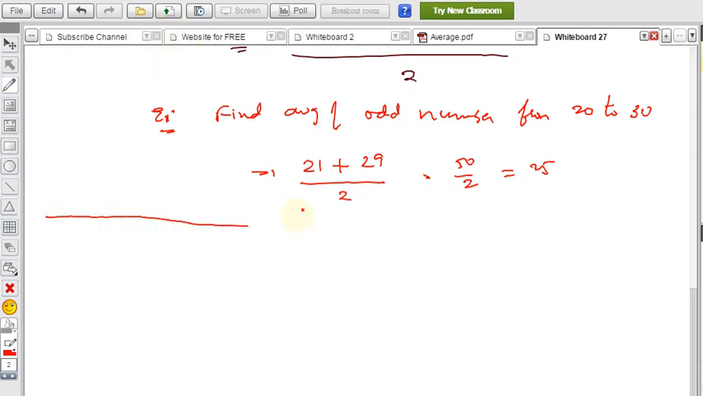So up to here are the important points from average. Now I'll give you two more formulas which are related to distance, speed, time. Okay, let me give you.